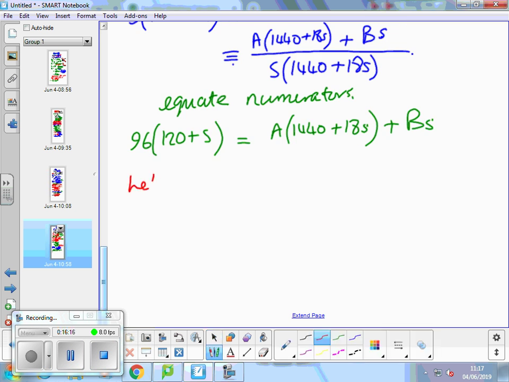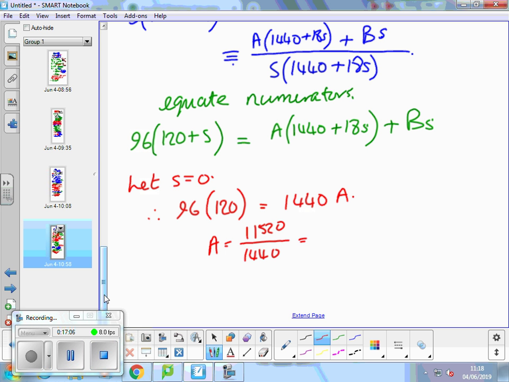And then we can let S equal 0. Therefore, 96 times 120 is equal to 1440 times A, because that 18 times S is nothing. So A is equal to 11520 over 1440. I got that equal to 8. Just check it in case I made a mistake.